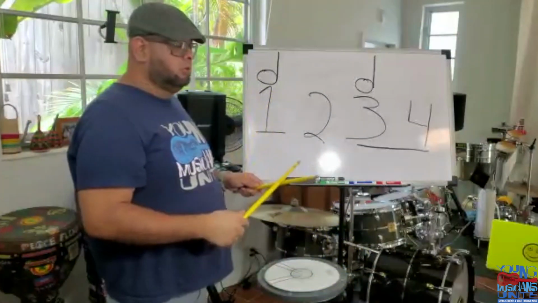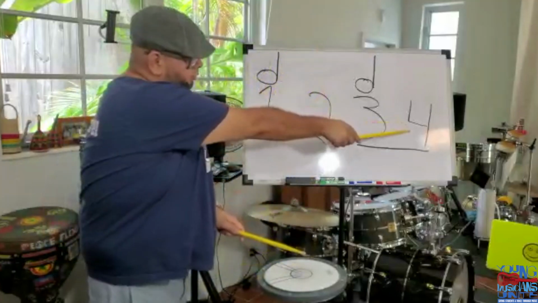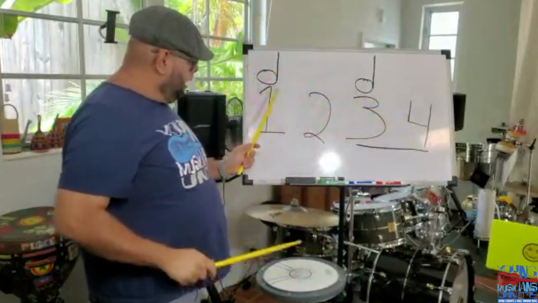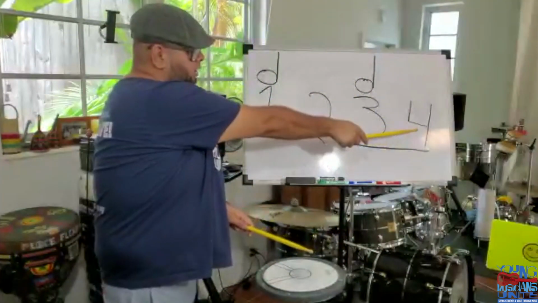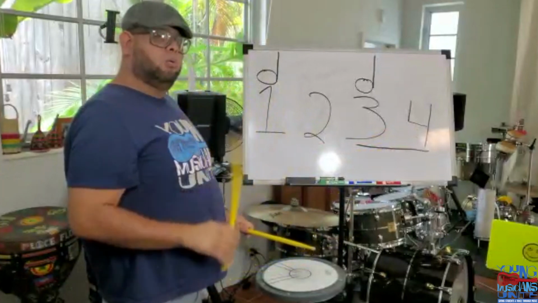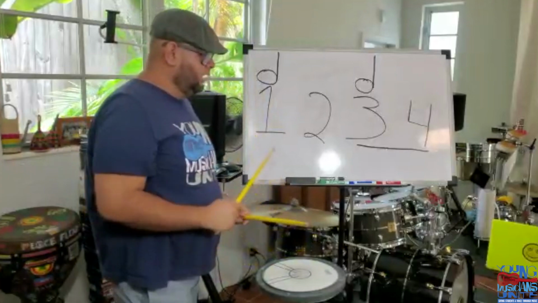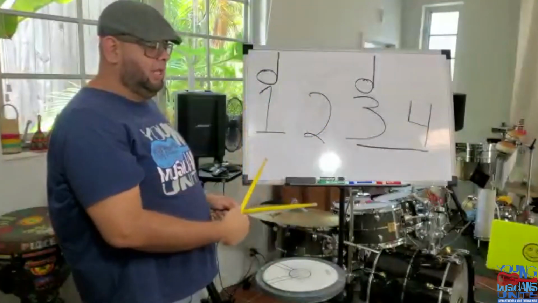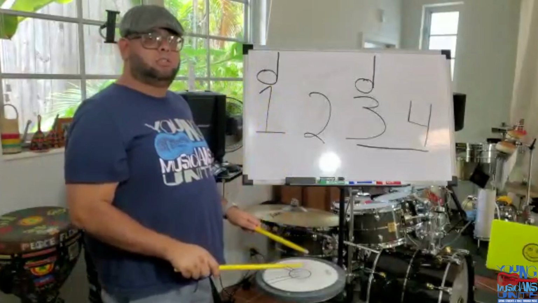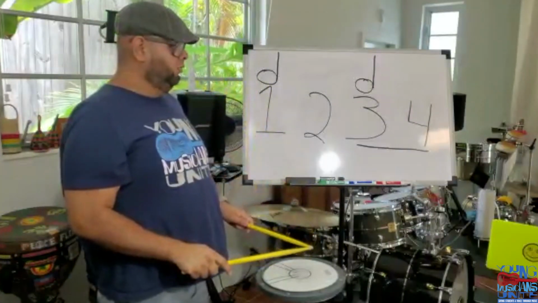1, 2, count out loud. 1, 2, 3, 4. 1, 2, 3, 4. 1, 2, 3, 4. Okay, let's do it together now. Now you guys read and count out loud. 1, 2, count out loud. 1, 2, 3, 4. 1, 2, 3, 4.